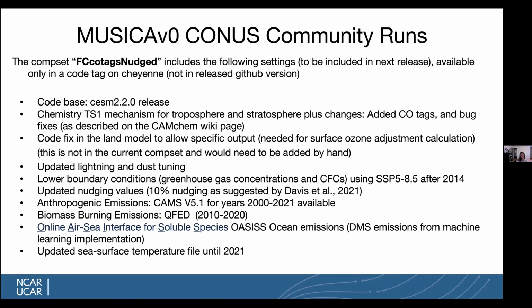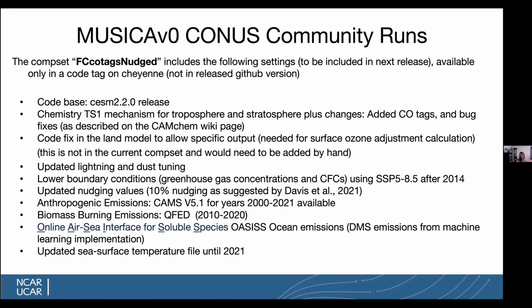And as I said before, we're running with meteorological nudging. Again, I will talk about that in the next slide. And we changed a nudging coefficient different from the default setup. We do have anthropogenic emissions available that were already interpolated for the CONUS grid. Right now, as a default, that is CAMS version 5.1, and those are set up for the years 2000 to 2021. They are available for the users to use.